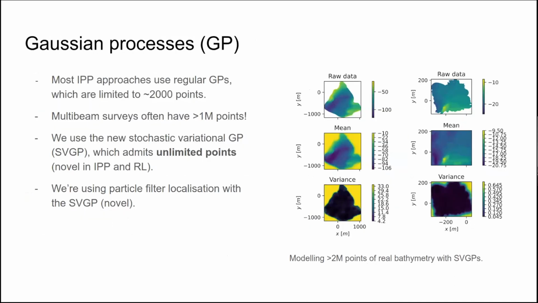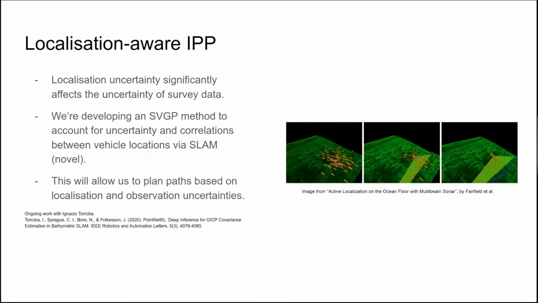Yeah, and then I've also been looking into using stochastic variational Gaussian processes to include localization uncertainty. And that's ongoing work with Ignacio. Basically, we want to do informative path planning, but also taking into account the localization uncertainty. But the problem with bathymetry from AUVs is that there's so many points, and most conventional Gaussian processes don't really allow you to use that many points. And that's why we're looking at stochastic variational Gaussian processes, because they allow you to take in millions of points.